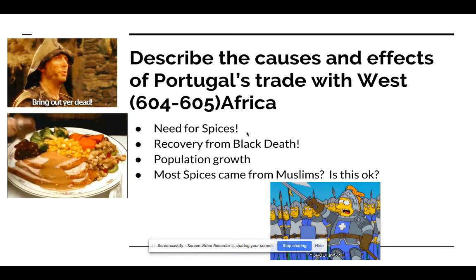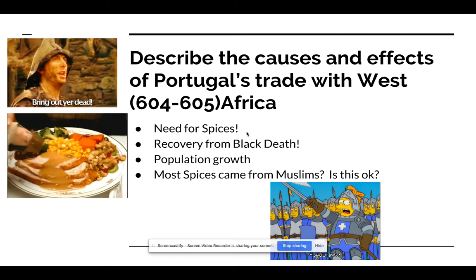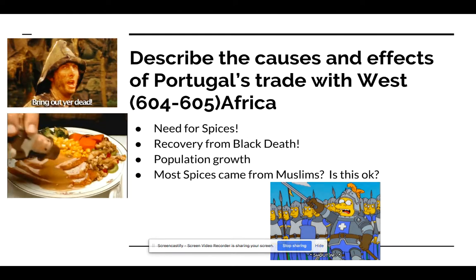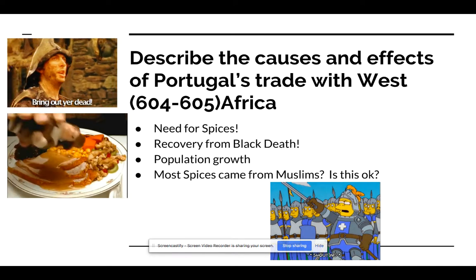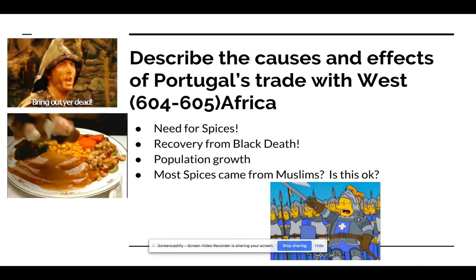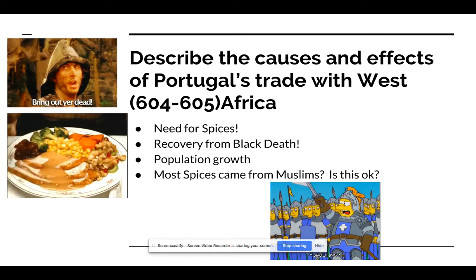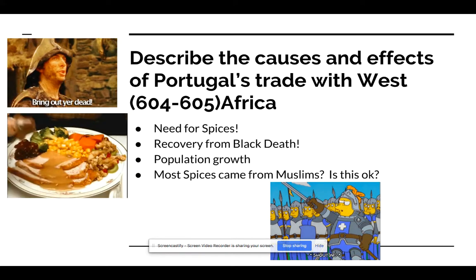So all in all, what you need to be able to do from this slide is sum up for me exactly what were the causes of Portugal's trade with West Africa, which would lead to a lot of the trading post empires in the Indian Ocean.